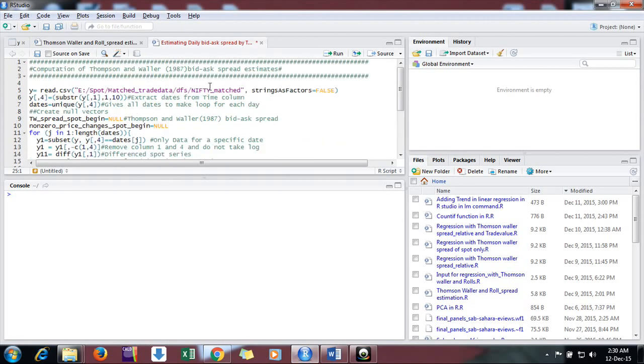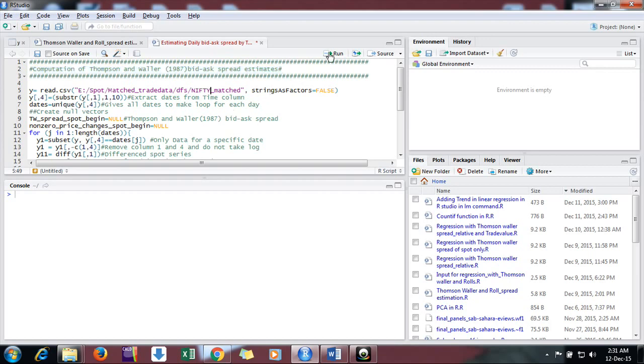Today we will discuss a very important thing in market microstructure literature, that is estimating the Thompson and Waller 1987 bid ask spread estimate. Sometimes we do not have all the data we need for our research. In that situation, we can estimate that data instead of the actual one. So Thompson and Waller comes here for the rescue. So how to do that? Because bid ask simply is an estimation of transaction cost.